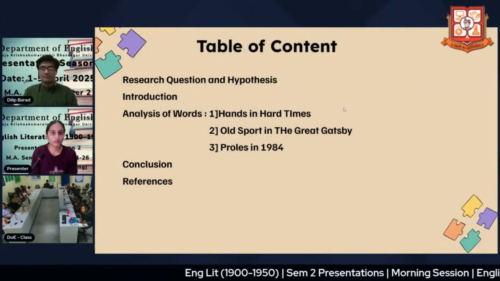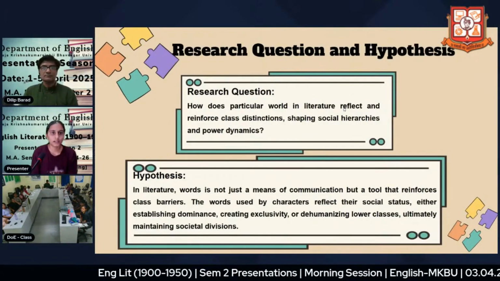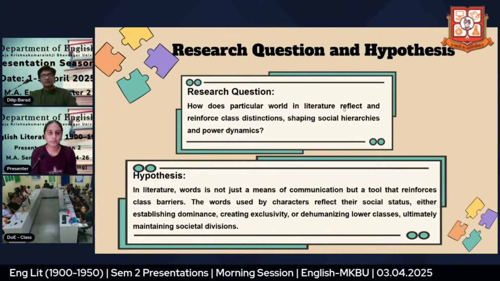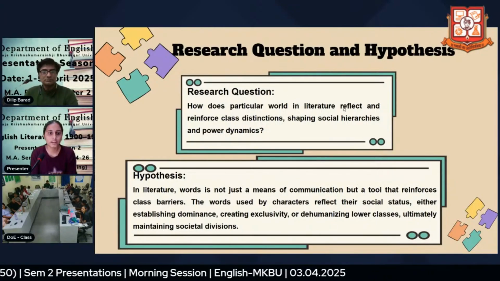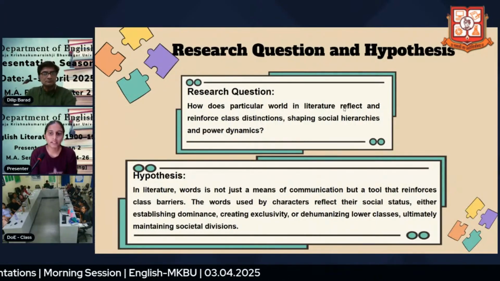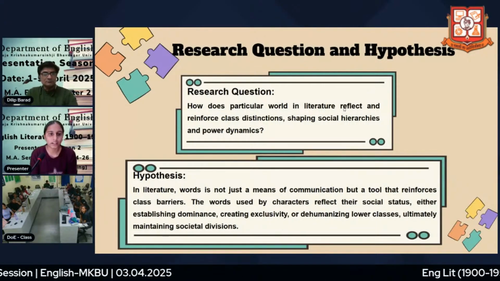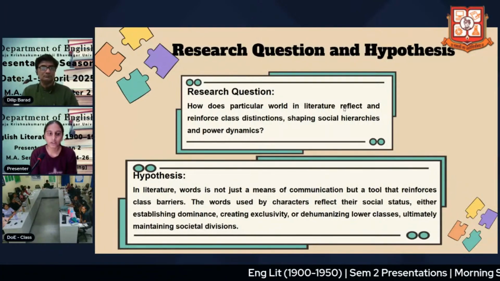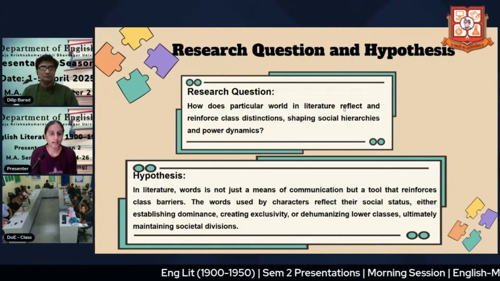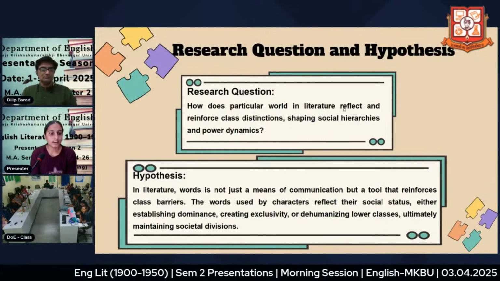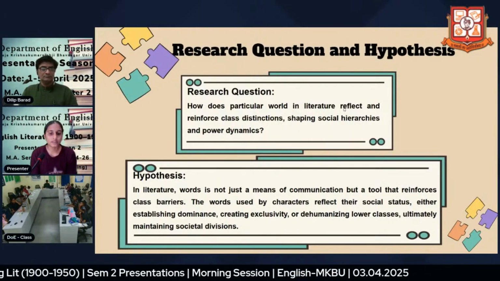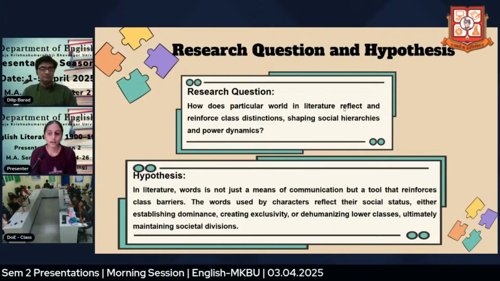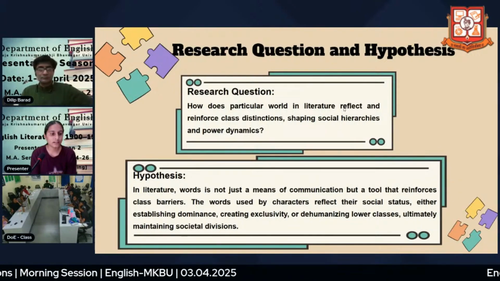Then there is a table of contents, and here is my research question and hypothesis. My research question is: how does a particular word in literature reflect and reinforce class distinction, shaping social hierarchy and power dynamics? And my hypothesis is that in literature, a word is not just a means of communication but a tool that reinforces a class barrier.